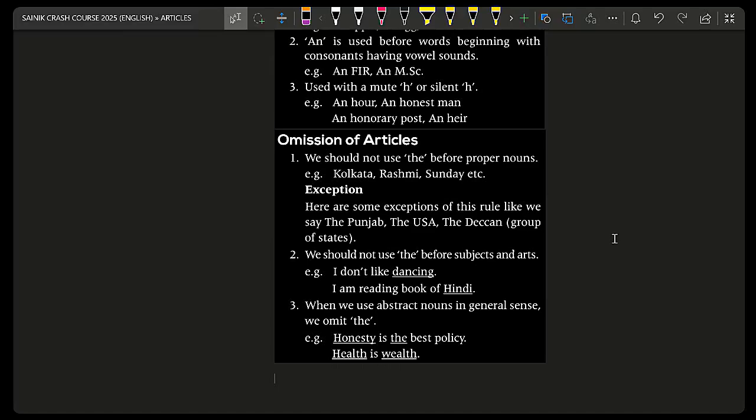When we use abstract nouns, we discussed in the nouns chapter only. They are nouns which we can only feel; we cannot touch, taste, or smell them. So they can only be felt. They are abstract nouns. In general sense, we omit the. Honesty is the best policy, we say, not the honesty, you say only honesty. So before abstract nouns you don't use any articles. Health is wealth. Before health we are not using any article, and before wealth also we are not using any article. And these are the omission rules.